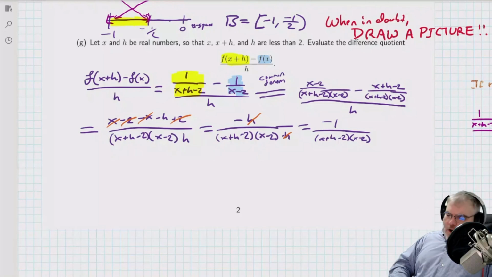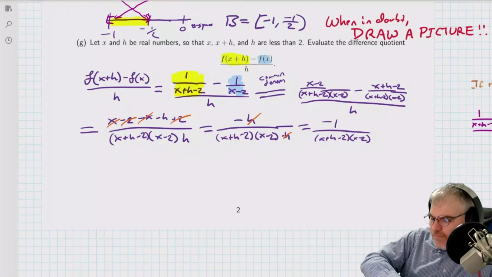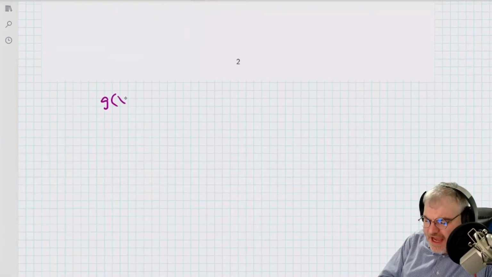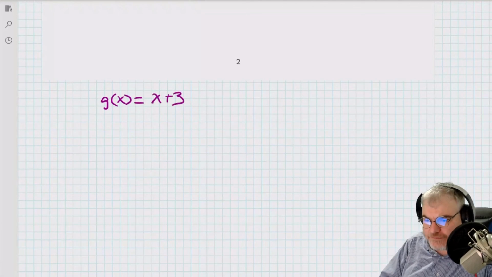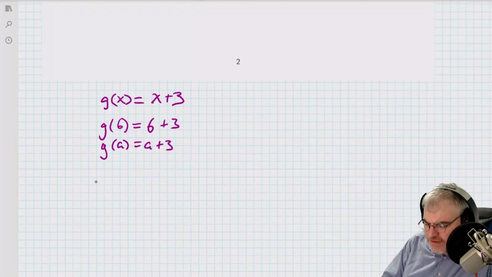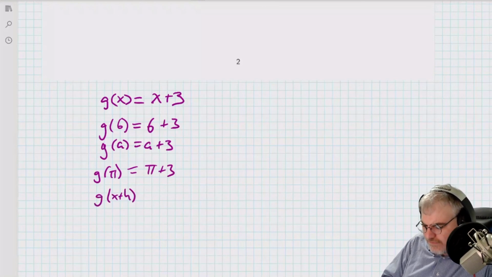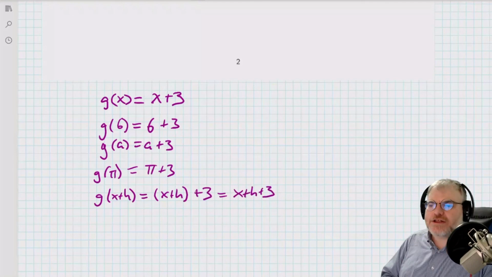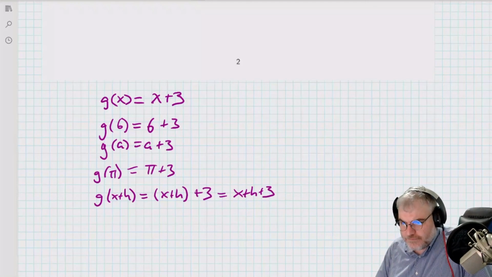Okay, so the question is, why do we make this substitution? So someone's asked a question, why do we do this? So let's look at this. Let's say g of x equals x plus 3. Okay? So what is g of 6? 6 plus 3. What is g of a? a plus 3. What is g of pi? Pi plus 3. What is g of x plus h? Was that your question? Okay. So that's why we make that substitution. Good question.